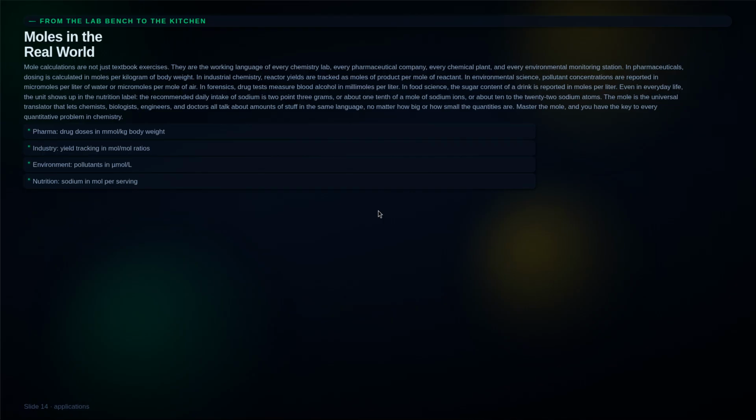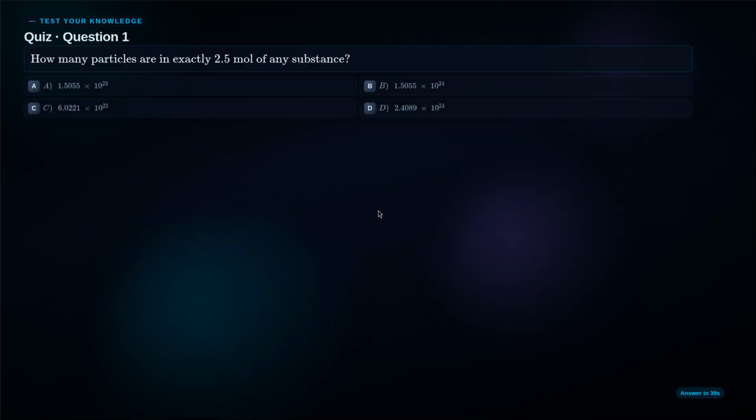In batteries, the charge stored per mole of electrons is a fixed constant, 96,485 coulombs per mole, called the Faraday constant. In astronomy, the abundance of elements in stars is reported in mole fractions. From the food on your table to the stars in the sky, the mole is the universal translator that lets us count what we cannot see.